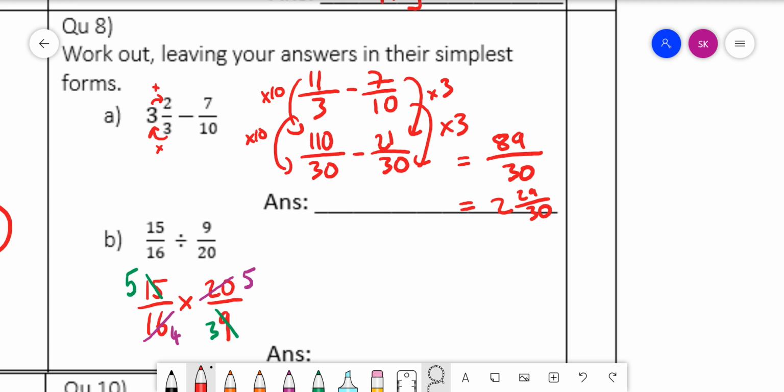Now I'm going to do top, top, bottom, bottom. And if I wanted to write that as a mixed number, it would be 2, because 12 goes into 25 twice, with a remainder of 1. So 2 and 1/12. Again, pause the video if you need to make some notes. Press play when you're ready to keep watching.